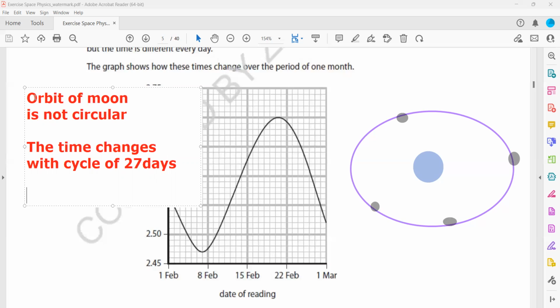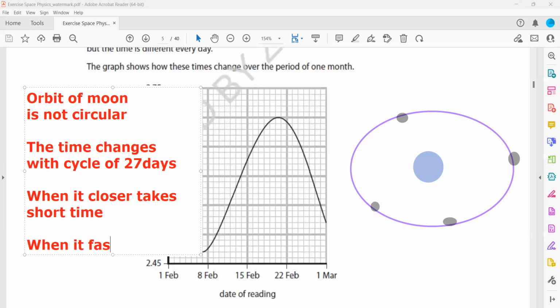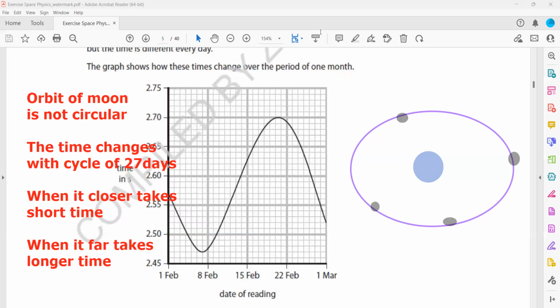And then the third point: when it is closer, it takes a short time to reflect the light. And when it is further, it takes a longer time to reflect the light. Is it clear what we can deduce from the graph?